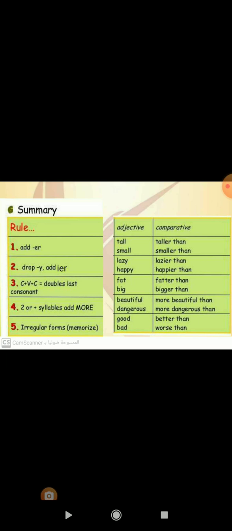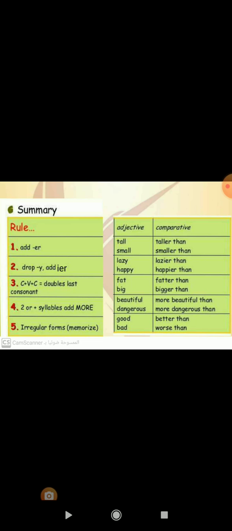Number 3. In adjectives which consist of consonant plus vowel plus consonant, we will double the last consonant then add er. So fat will be fatter than and big will be bigger than.